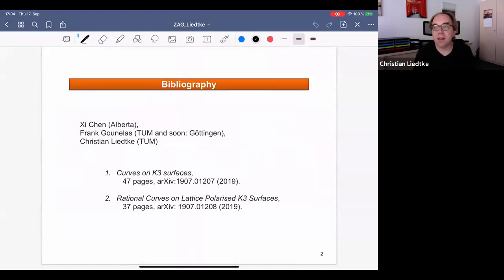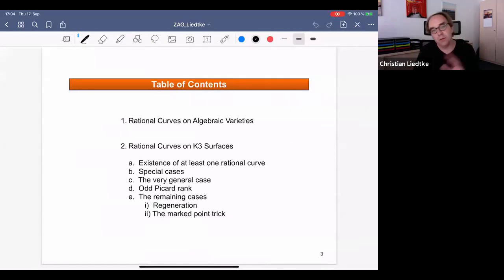And let me start with a little bit of background. Oh no, first with the table of contents. So I'll be talking a little bit about why we should be interested in rational curves on algebraic varieties at all, and why this is interesting. Then I'll be switching to rational curves on K3 surfaces. It is already a non-trivial result that there is at least one curve. It's not due to myself. There are some special cases known. The very general case is known. And then we will get the result, unfortunately, not by one nice technique, but more by combining several cases.